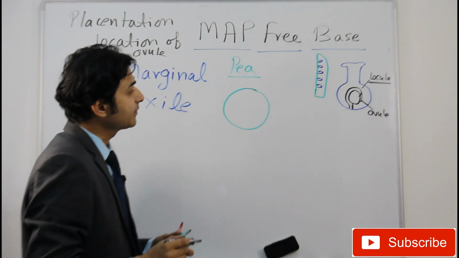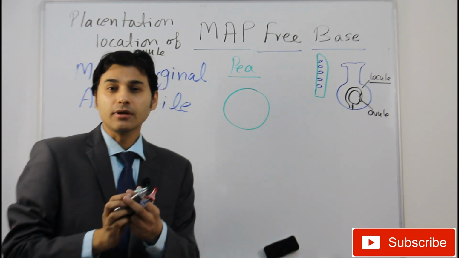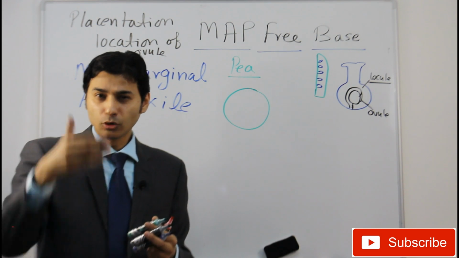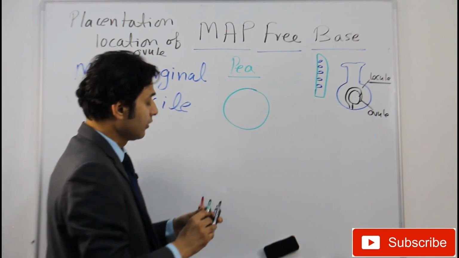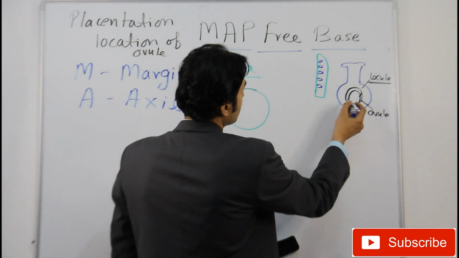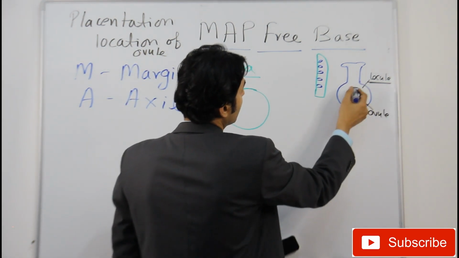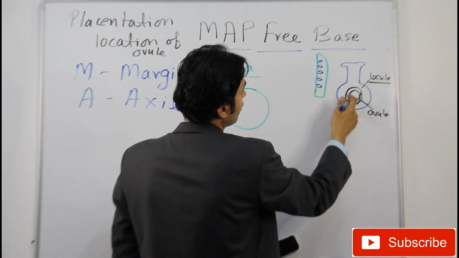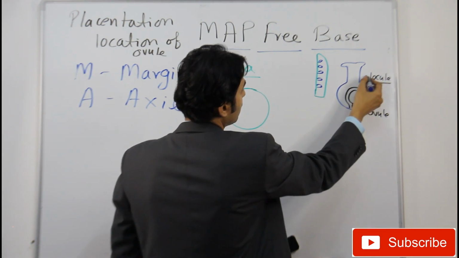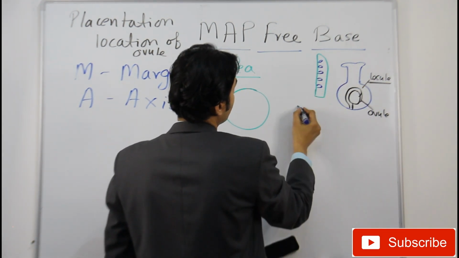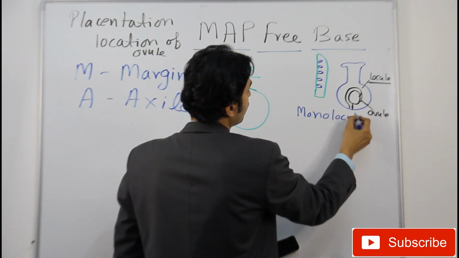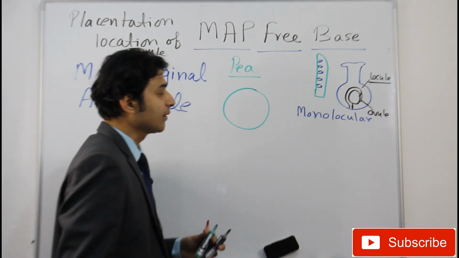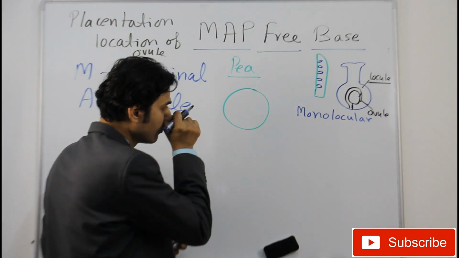In some cases the ovary has more carpels, more segments, and these segments are fused together. For example, this one is only one carpel, a monocarpellary ovary or monolocular ovary, with only one locule. Mono means single, so monolocular gynoecium or monolocular ovary.